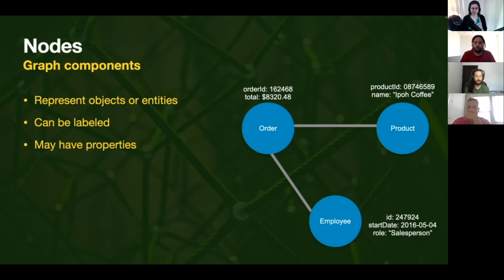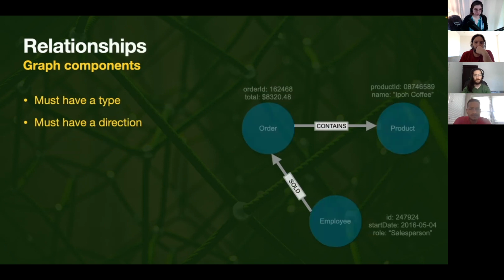You can also have properties or metadata on those nodes. So for instance, for an order, you might have an order ID and a total that the order comes up to. You would have a product ID probably and a product name. And then the employee who sold the order, you would have an ID, when they started at the company, and their role or job title or contact information and so on. But these are properties, metadata about the entity itself.